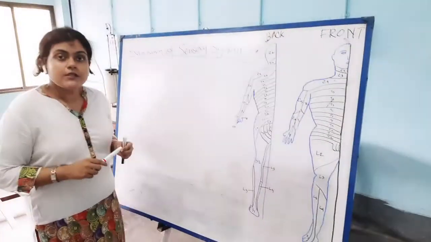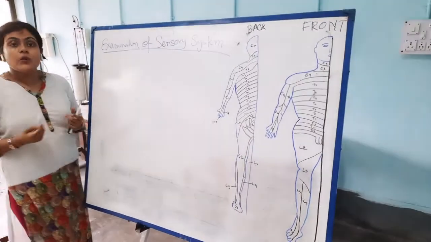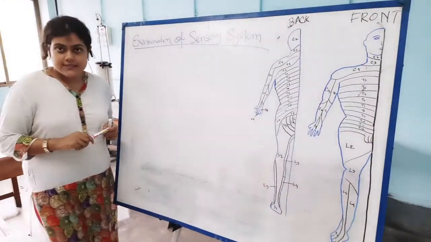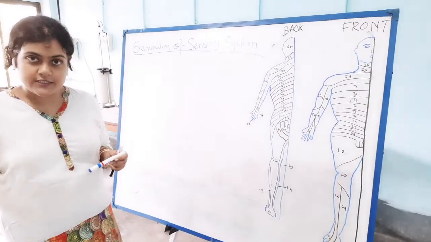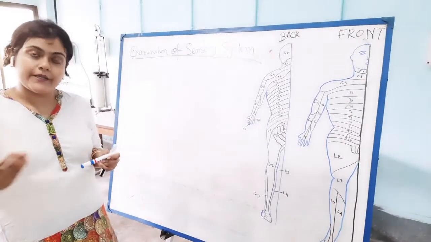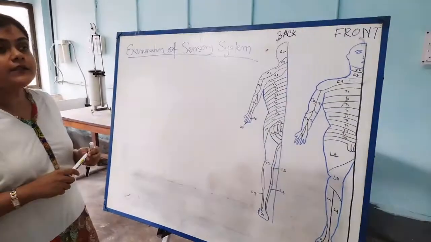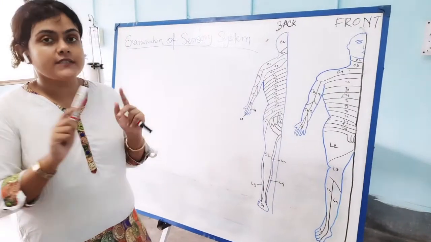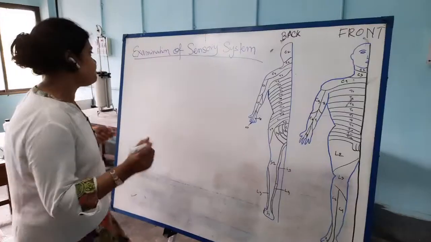So students, today we are going to examine our sensory system. So what is sensory system? Sensory system is that part of nervous system which carries information from different receptors and sends it to our brain. What type of information? Information about the status of internal and external environment of our body.